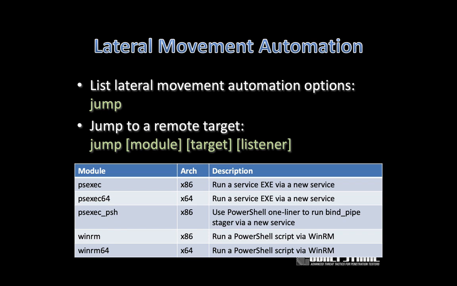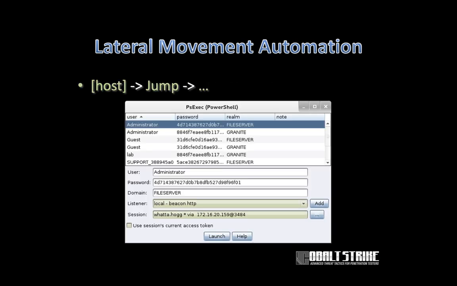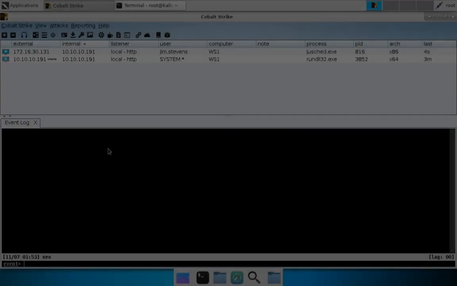All of these options, with the exception of PSExec PowerShell, are stageless. One thing to note as well is that you can extend the jump command with new modules using Cobalt Strike's aggressor script. You have access to the jump command and its modules by right-clicking on a host, going to jump, and choosing a particular module, and that will open up this dialog for lateral movement. So if you prefer working through a user interface, you can do that here.